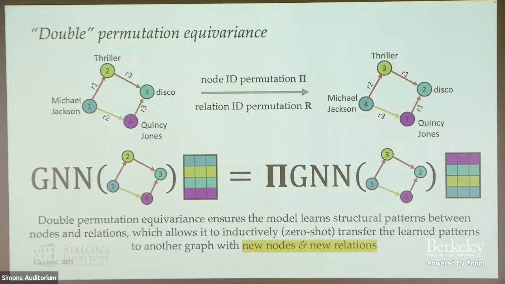So we can allow for permutations of both node IDs and relation IDs. This is something that is called double permutation invariance. In this case, it ensures that the model can learn structural patterns between both nodes and relations, which allows us to inductively transfer the learned patterns to another graph with both new nodes and new relations. So if we increase the abstraction level, to abstract from concrete nodes to abstract nodes, now we also abstract the relations.